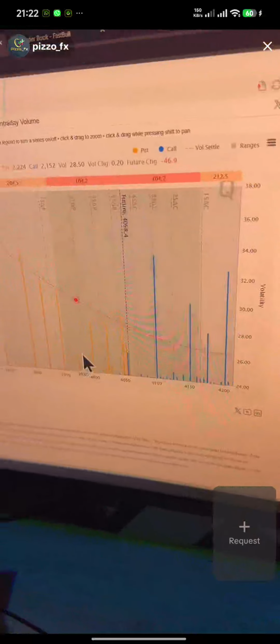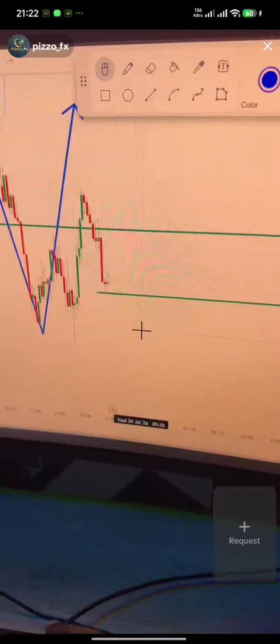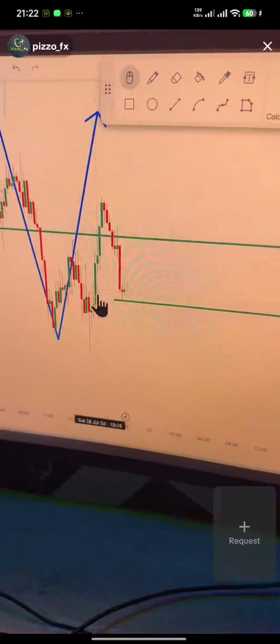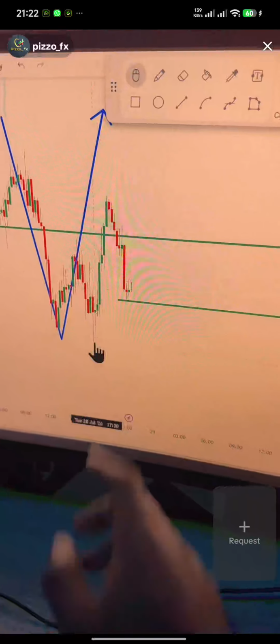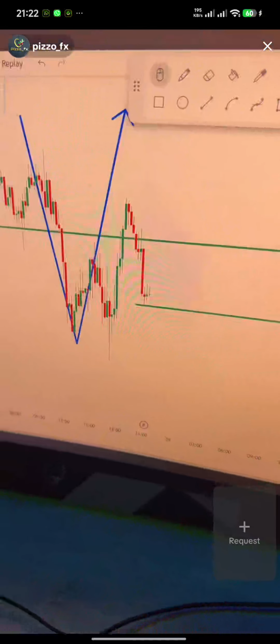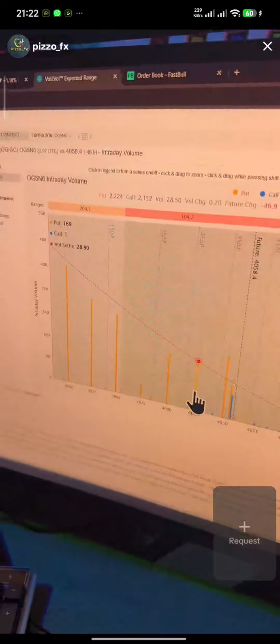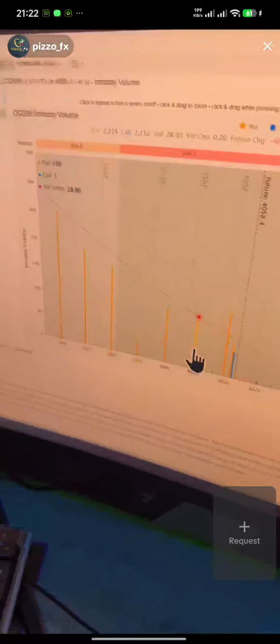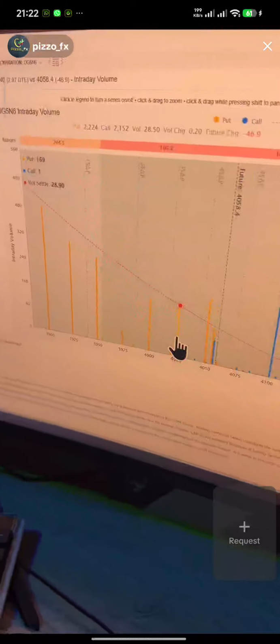So ukiuliza mbona market ime reject 4025, utasema nini? Fair value gap? Hapa sio fair value gap, watu wa ICT. Hapa unaweza sema kuna nini? Fair value gap iko huko juu. Hapa sioni fair value gap. Juu wewe sasa ushaanza kuelewa dealers language, utakuja kwa 4025 na uelezee wewe mtu basically put volume is greater than call volume. So hedgers wanafanya nini? Wana defend nini? Wana defend side gani?